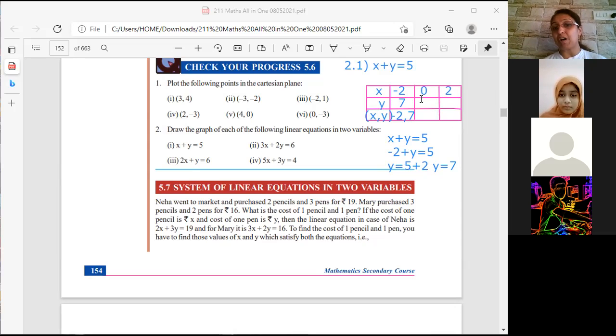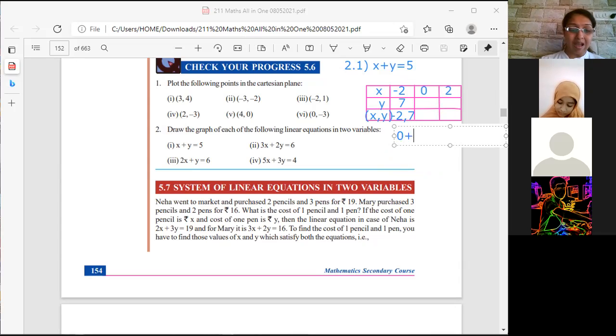Similarly, I'm going to do it assuming x is equal to 0. When my x is equal to 0, what am I going to get? 0 plus y is equal to 5. So what is my y going to be? y is equal to 5 minus 0, 5. Do you agree? Yes. So I write 5 here. And my point that I'm going to get, which I have to plot, is going to be 0, 5. Everybody is getting what I'm teaching?